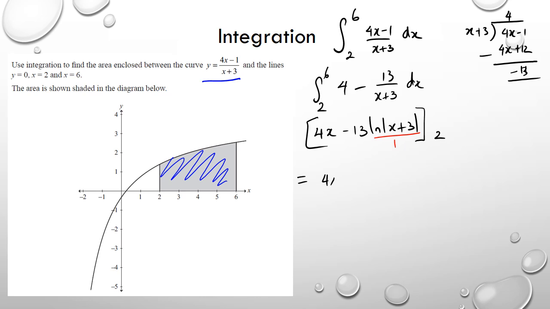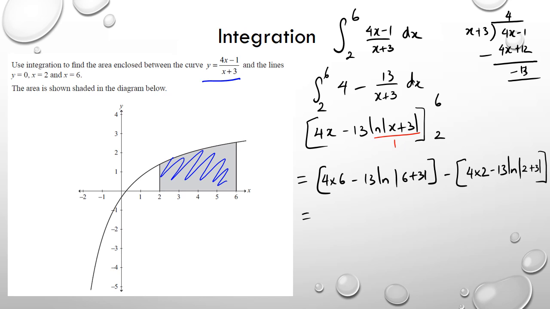So we have 4 times 4 minus 13. Wow, jeez. I've been making videos non-stop for the last, like, literally 12 hours. So, okay, where was my 6? There. 4 times 6 minus 13 ln of (6 plus 3). Let me see if I can finish this off properly. Minus (4 times 2 minus 13 ln of, what do we got? 2 plus 3). Yeah.